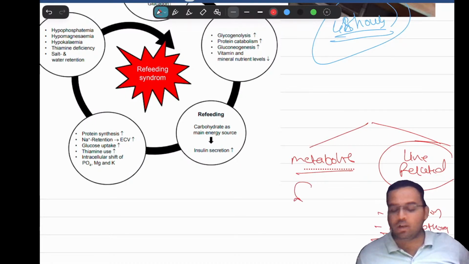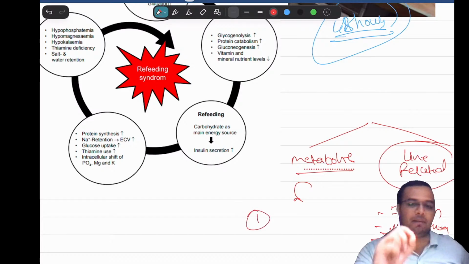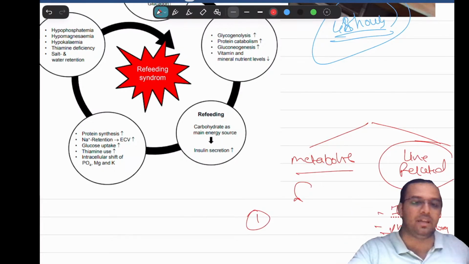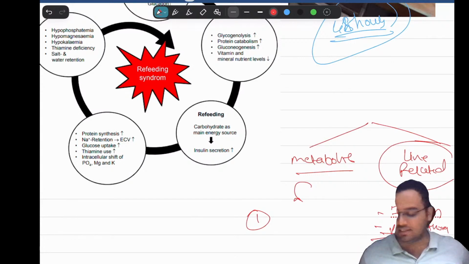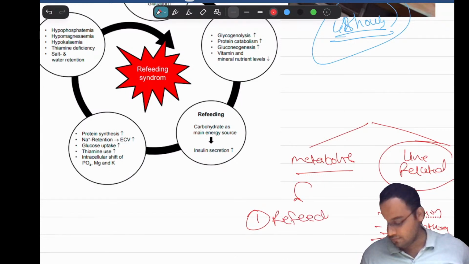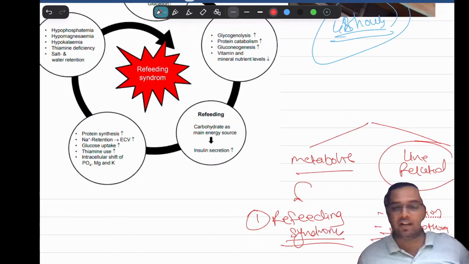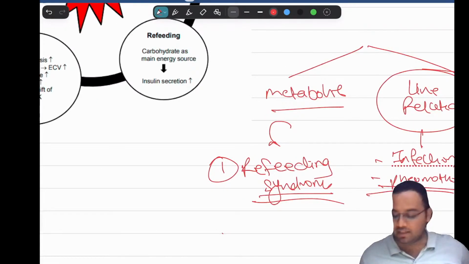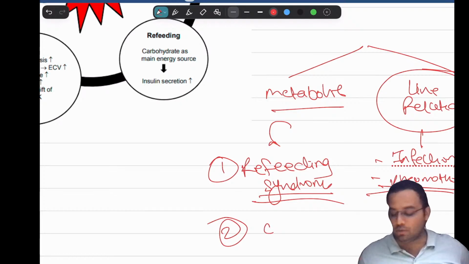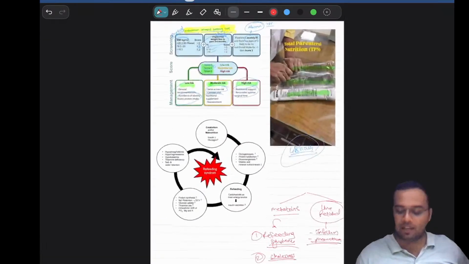And what are the metabolic complications? The first important metabolic complication on which there is always going to be an MCQ, at least in your surgery or in your pediatrics exams, is the refeeding syndrome. So what is refeeding syndrome? I'll try to explain it in simple terms. Another important factor is there is going to be cholestasis, so hepatitis induced by total parenteral nutrition.